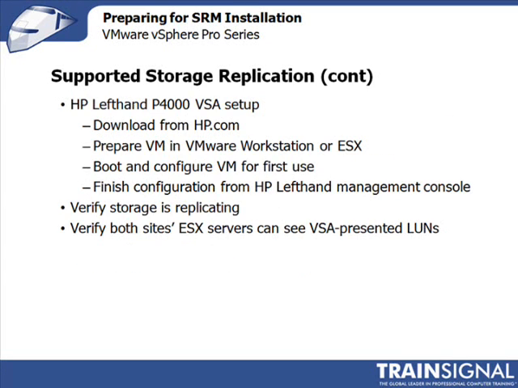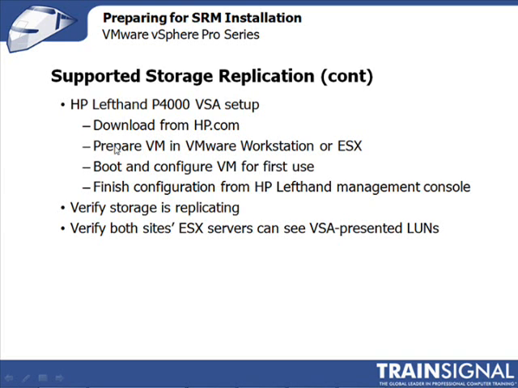We're now ready to move forward with the HP LeftHand VSA setup for this lesson. But first, let's review what some of the steps are going to be, so I have an idea of the order in which we're going to go. First, we're going to download the P4000 VSA from the hp.com website. Pretty straightforward, easy stuff. Then we'll prepare the VM for first use within VMware Workstation or ESX.